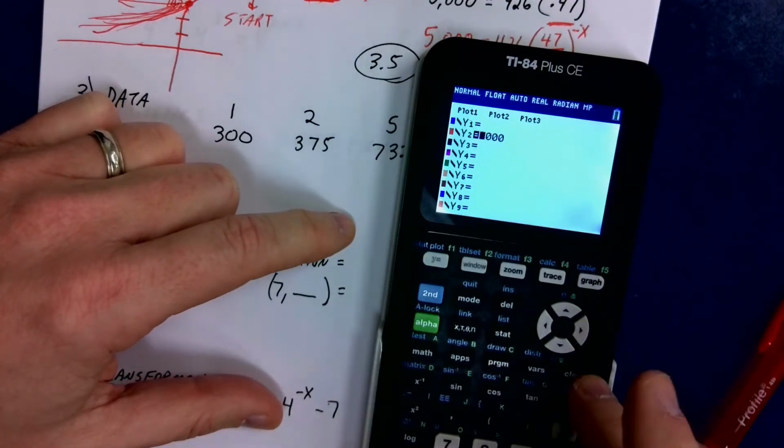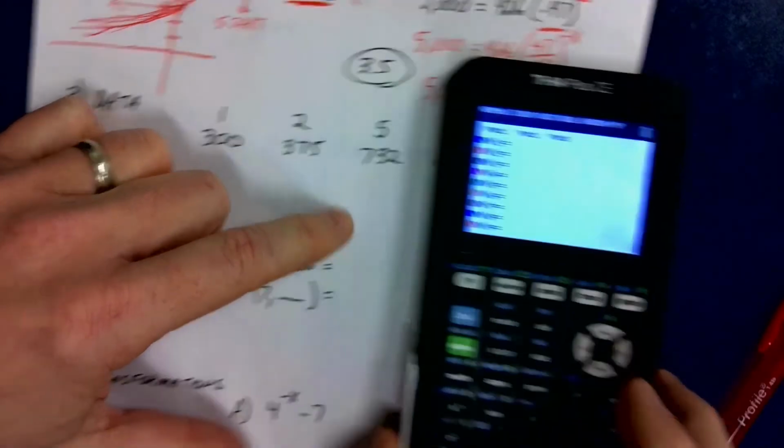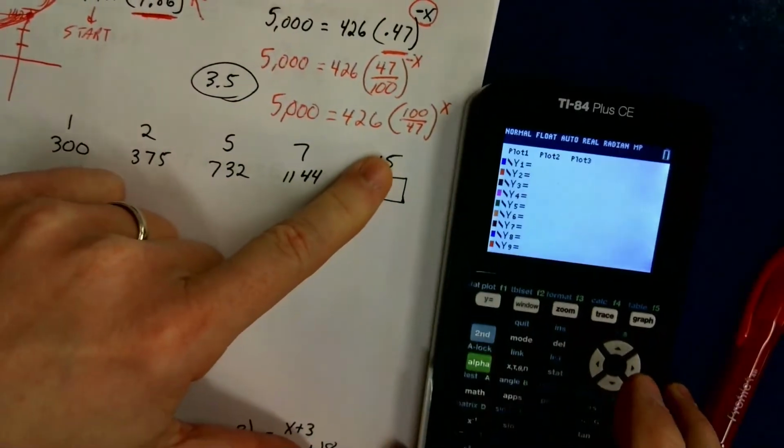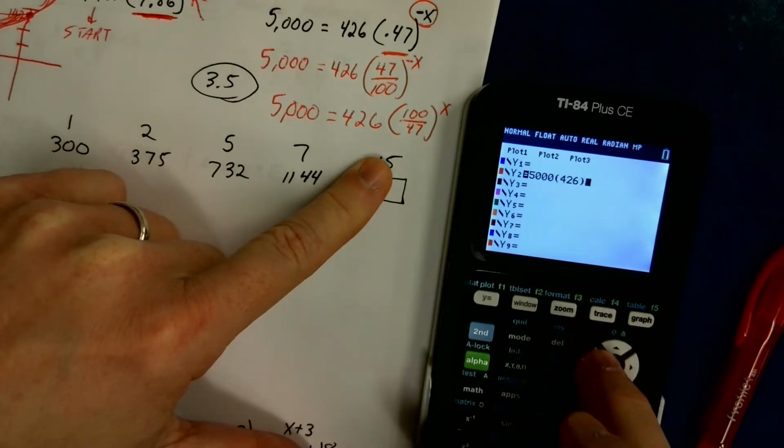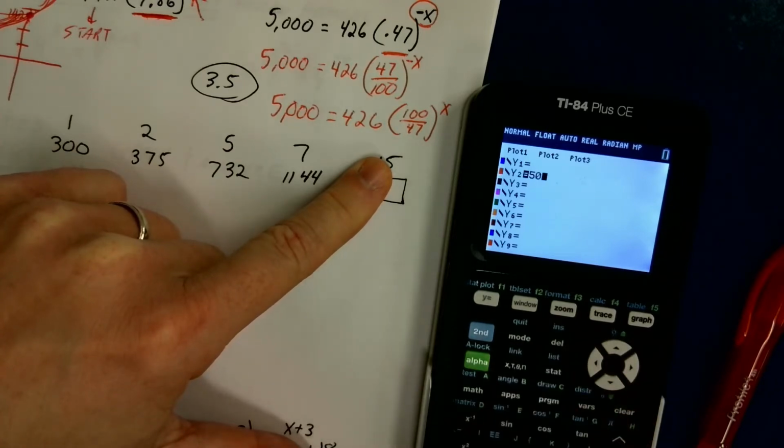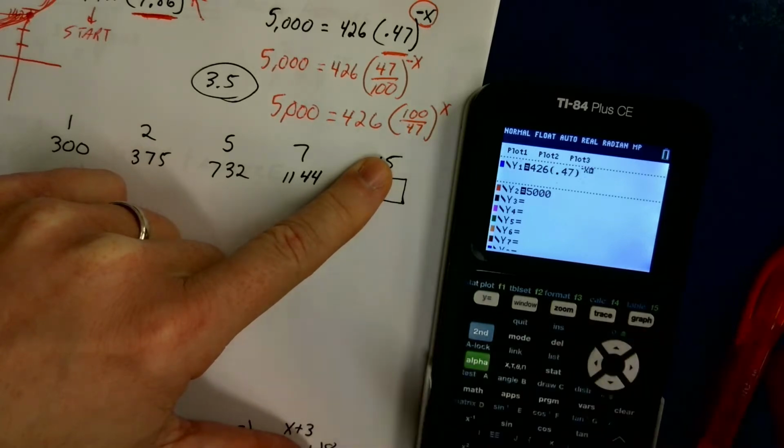Hopefully you turn the video back on now after you've actually checked it. So let's go. Here we go. I got 5,000 parentheses 426 close parentheses. Oops, sorry. 5,000. Thought I hit the up arrow already. 426 parentheses 0.47 parentheses raised to the negative x.